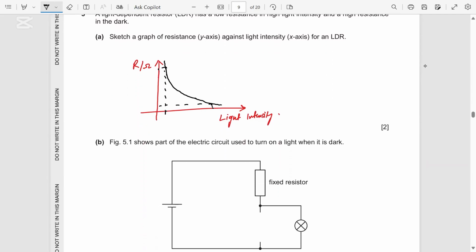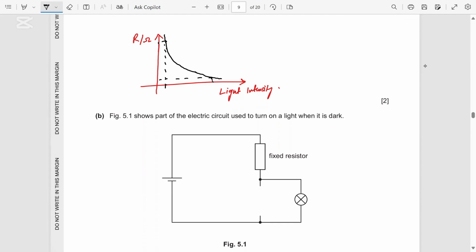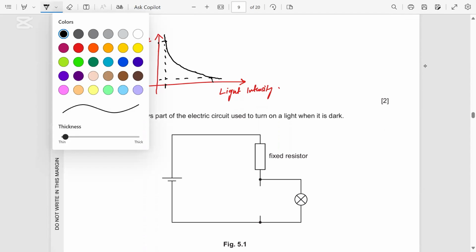The next part is figure 5.1 shows the part of electric circuit used to turn on a light when it is dark.